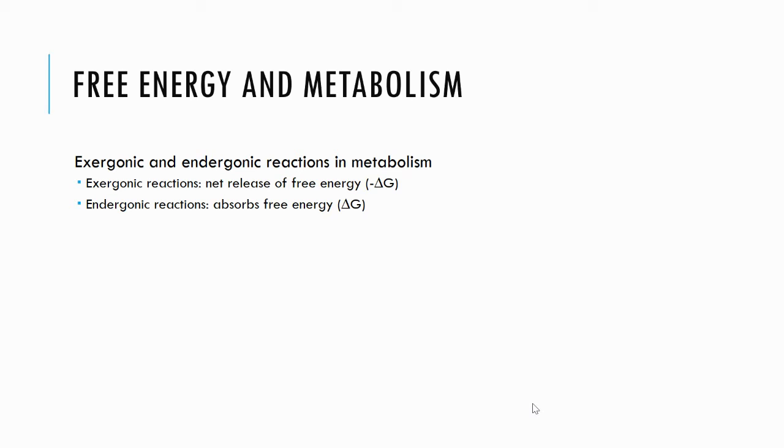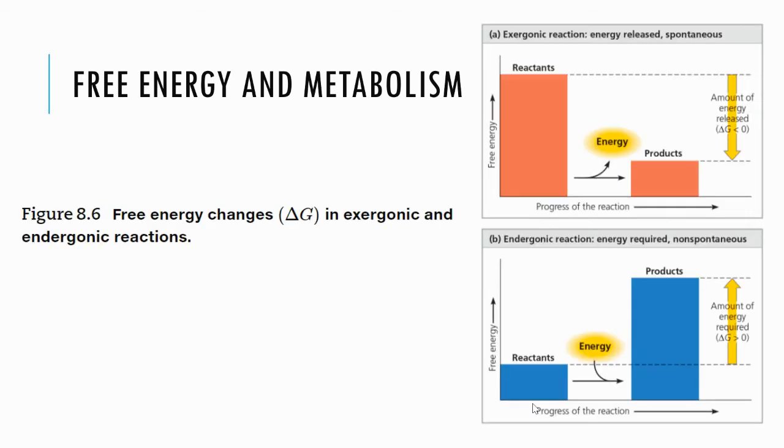There are two types of reactions in metabolism, exergonic and endergonic. Exergonic reactions have a net release of free energy, which means they have a negative delta G value. Endergonic reactions absorb free energy, and so their delta G value is 0 or positive, which you can see in the diagram here.